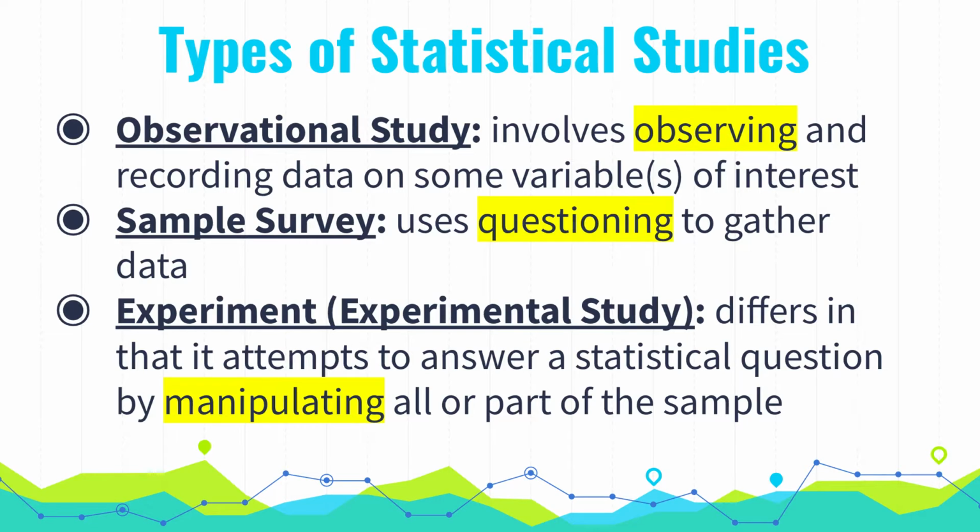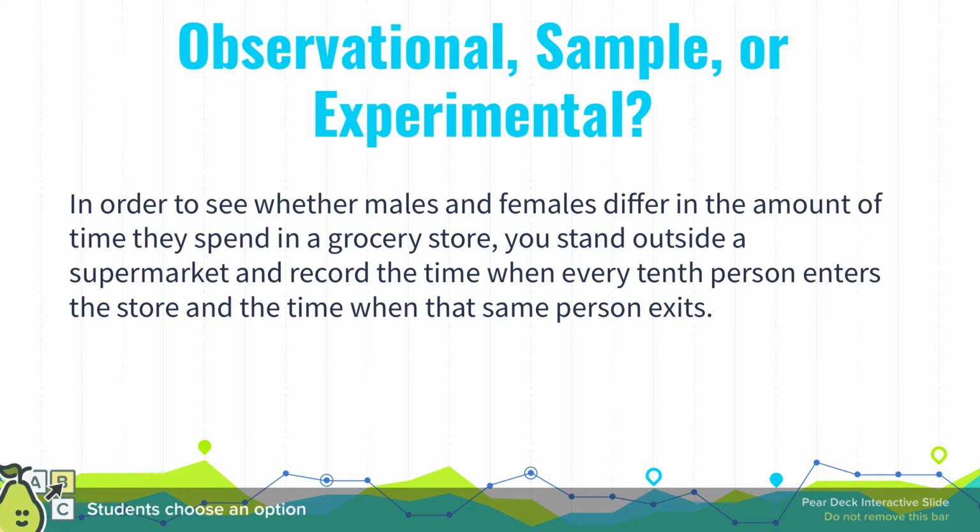An experimental study, or an experiment, differs in that it attempts to answer a statistical question by manipulating all or part of the sample. A lot of times in an experimental study, you're going to see a control group or separating out into two or more different groups. So if you see that, then that is an experiment. All right, so we're going to jump right into the examples, and you're going to need to decide whether this is an observational, a sample survey, or experimental.